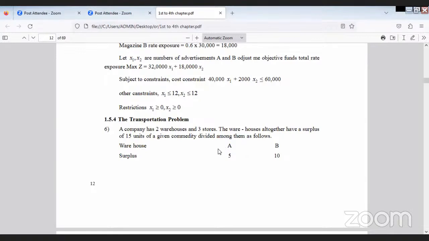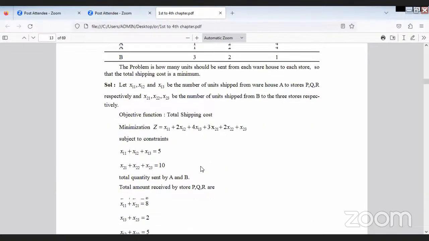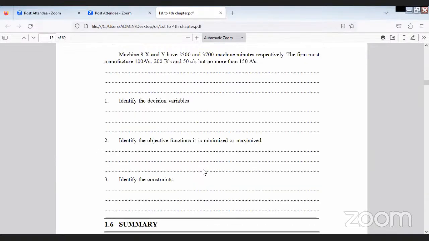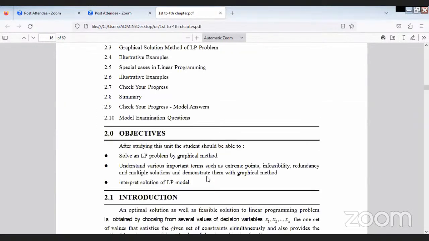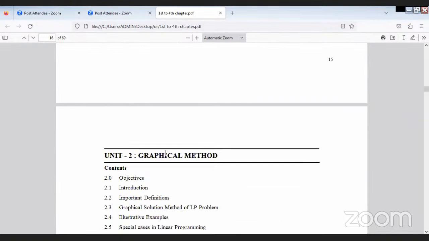The transportation problem. A company has two warehouses and three stores. The warehouses altogether have a surplus of 15 of a given commodity, divided as follows: warehouse A 5, B 10. It is the same. You have to do it at home. Any doubts, ask me tomorrow. This is the summary of the first unit. Any doubts, ask me. Make fast.